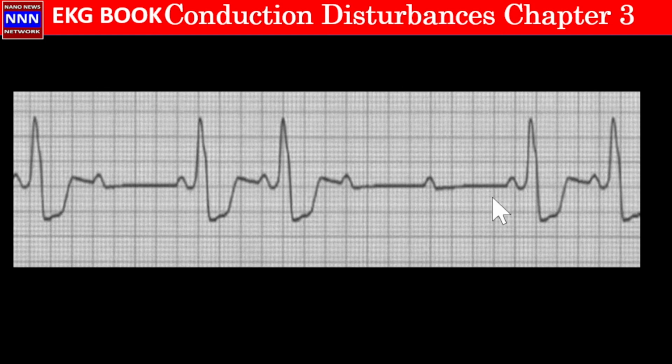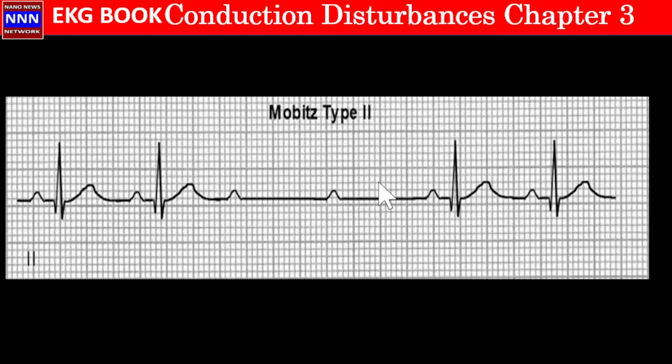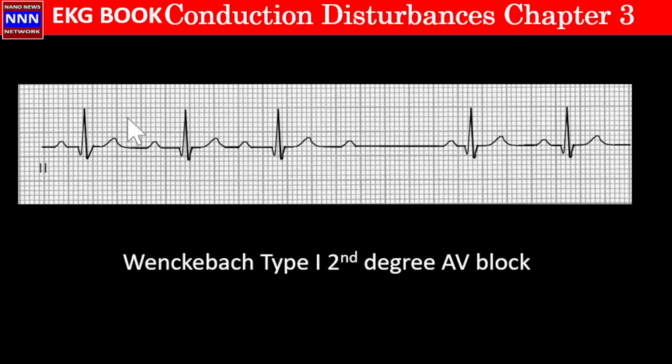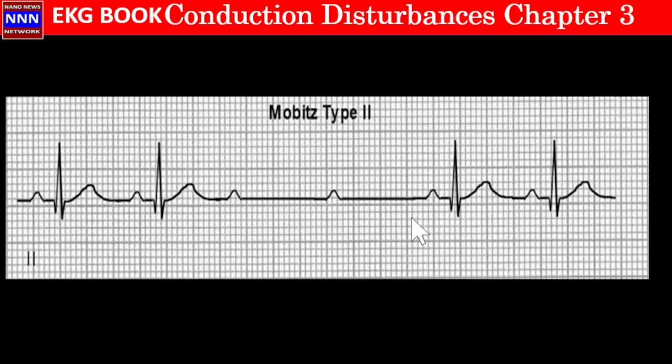In a Wenckebach block, another thing that happens is we're only seeing 2 cycles. If you see 3 cycles, you see this RR interval to be longer than the next RR interval like we saw in this case. Like here, this RR interval was longer, this RR interval was shorter, and the RR intervals get progressively shorter because of the prolongation of the PR interval.